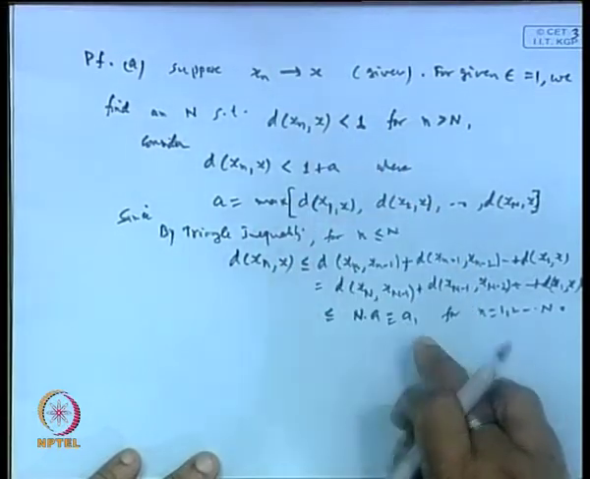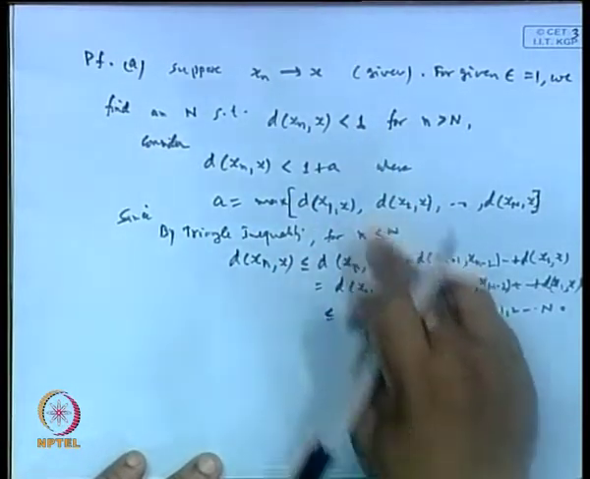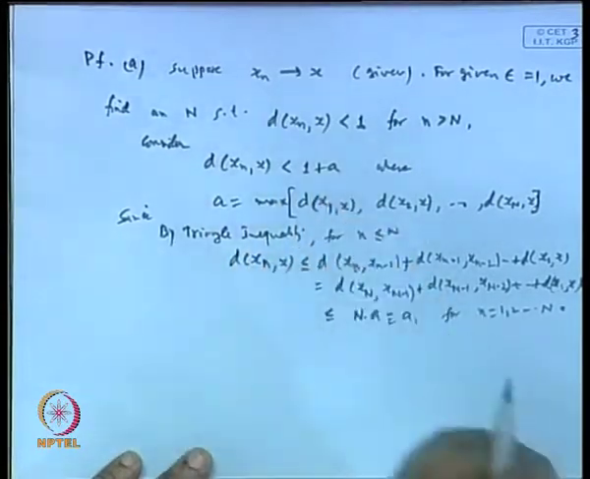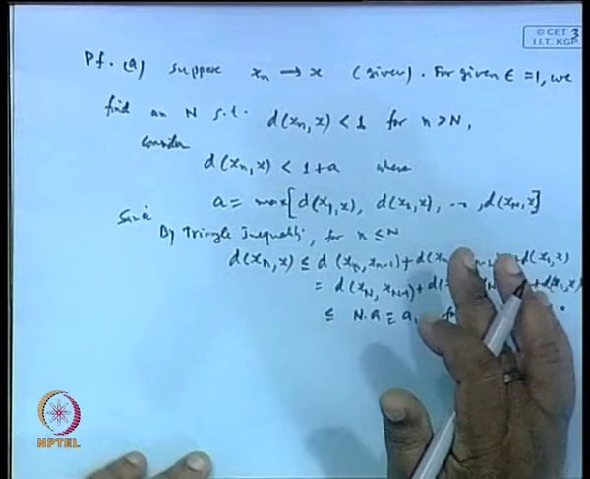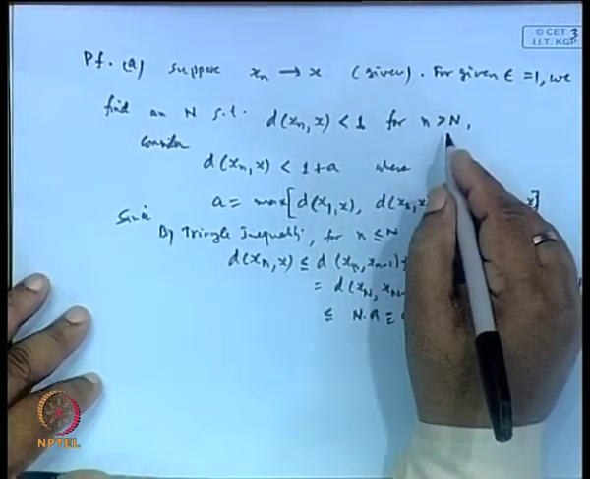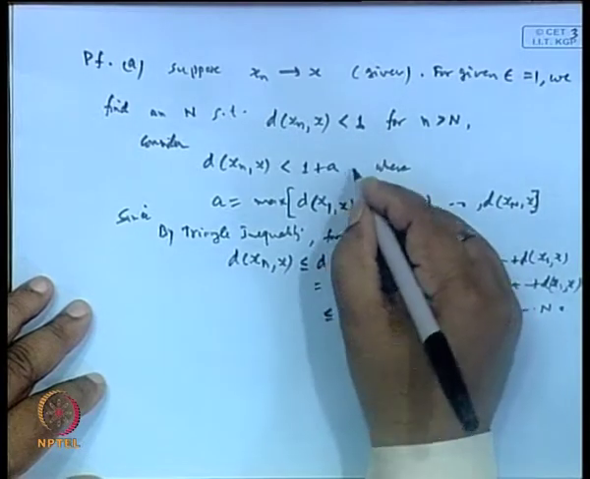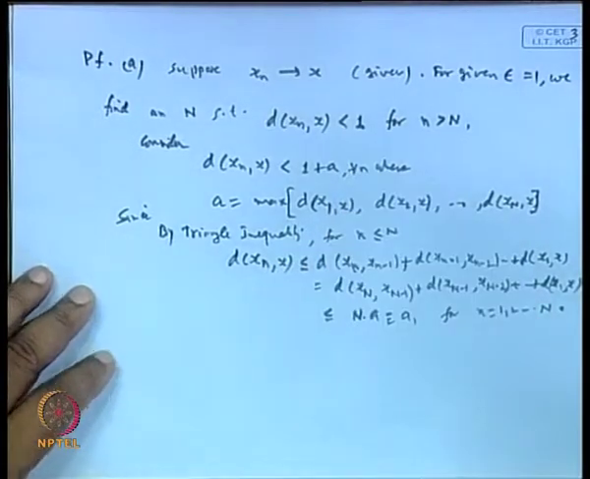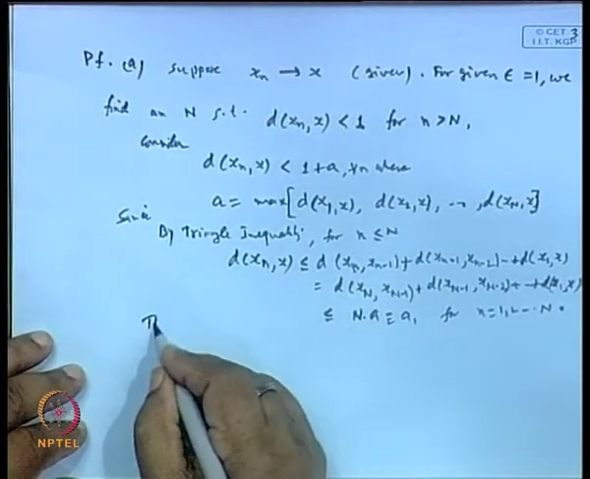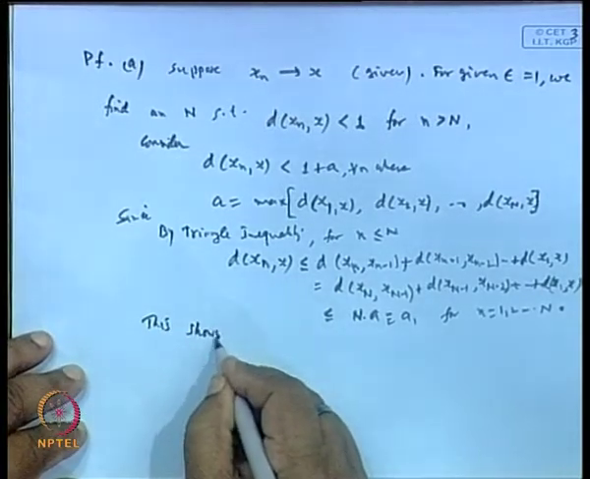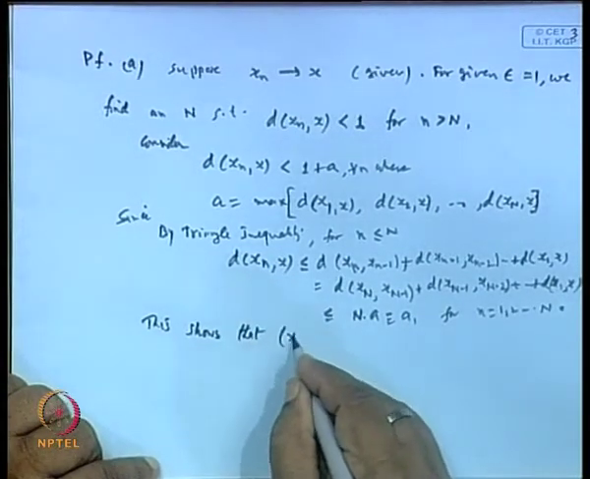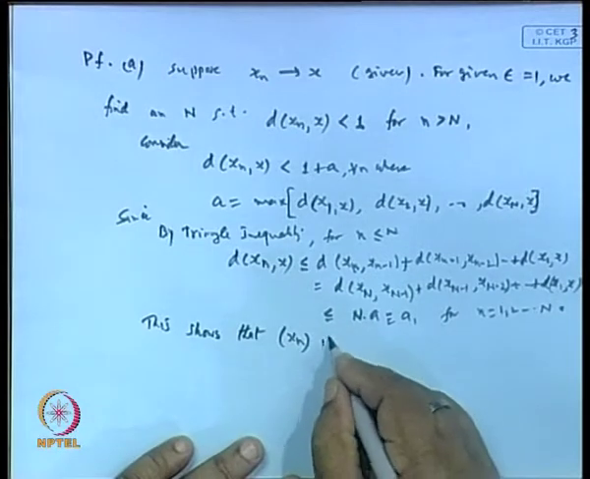So, basically when you take both of these simultaneously, we can write that d(x_n, x) is less than 1 plus a for all n. This is true for every n. So, this shows that the sequence x_n is bounded.